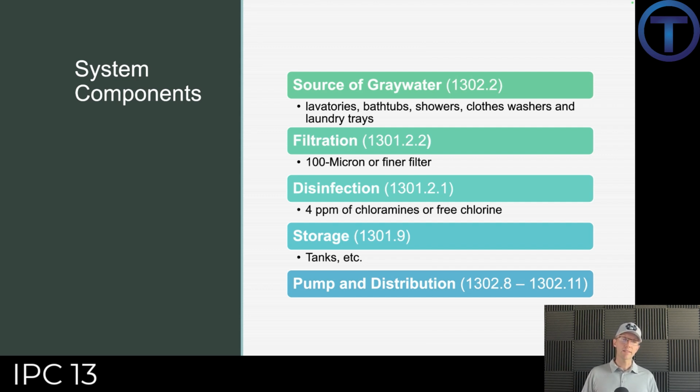1301.2.1 gives us the specifics for disinfection. So now we're going to treat that water, put some chlorine in it. It says you need to do 4 parts per million of chloramines or free chlorine. And that just gives you your quantities as what to apply. The storage tank is specified in 1301.9, and there's some information about pumps and distribution in 1302.8 to 1302.11. So again, this is just within the code where some of those system components are explained.